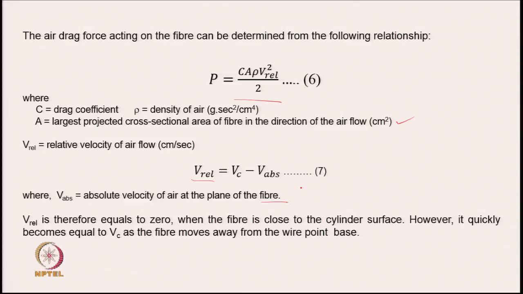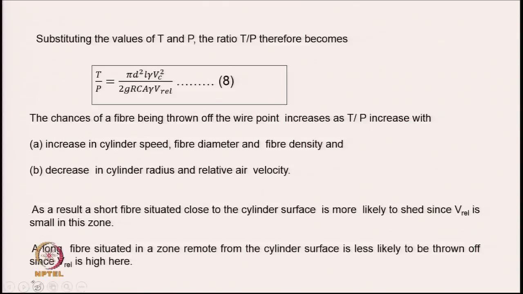So, if we write these two values in the previous equations, we get T by P as stated in equation 8, that is T by P is equal to pi d square L gamma V c square by 2 small g capital R capital C A gamma V relative.